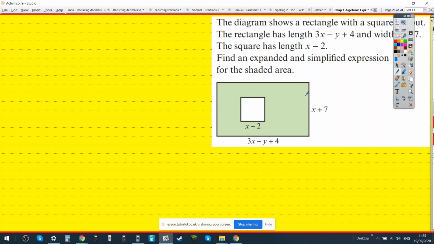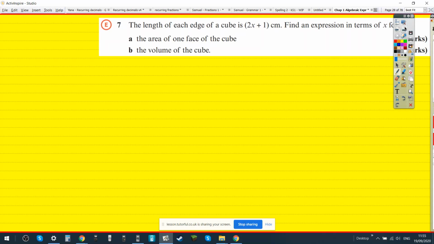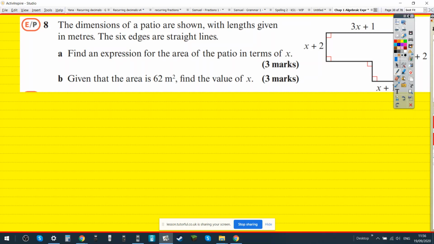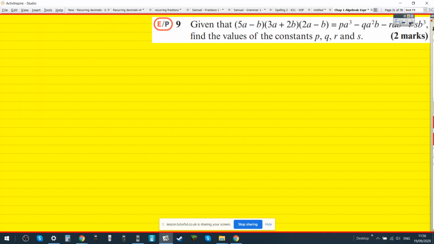This one is expanding brackets. So base times height equals area. And so it's like x plus 7 times 3x minus y plus 4. So it just has a little step 1. And that's the same thing, a cube. So it's basically 2x plus 1 cubed, and you just write it out 3 times. So this is like the GCSE stuff, except now they're applying it to this. So you kind of cut it into 2 parts, do it twice and add it.